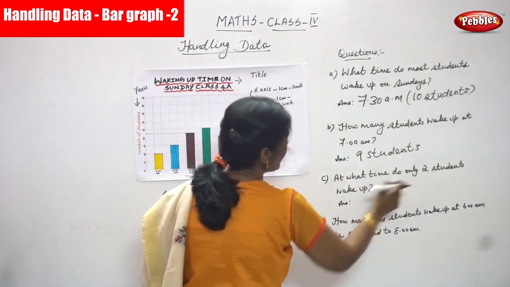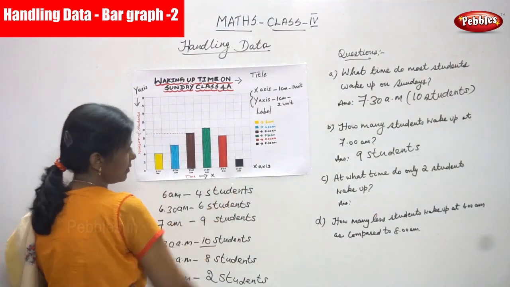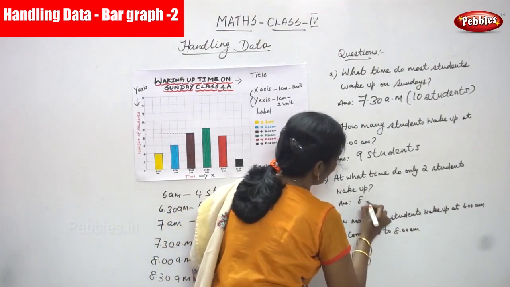At what time do only 2 students wake up? 2 students, that is very clearly mentioned. It is what? 2 students, 8:30 a.m. Only 2 students wake up at 8:30 a.m.